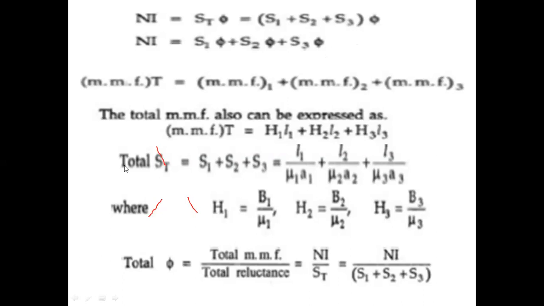Next line. Where ST is the total reluctance equal to S1 plus S2 plus S3. You write S1 plus S2 plus S3.